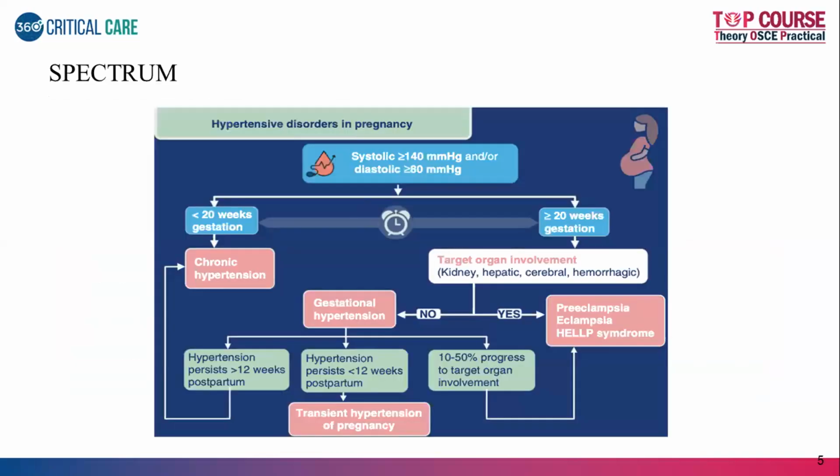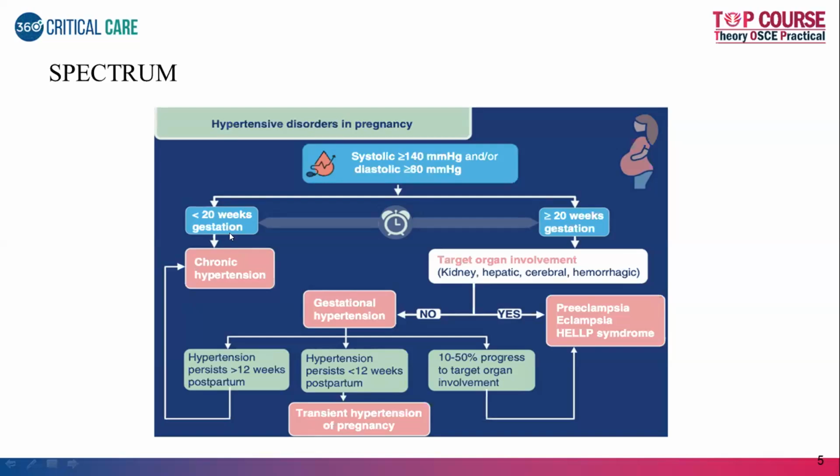Now coming to the spectrum of these hypertensive disorders. Okay, so the main important factor is your BP. So any pregnant lady with a systolic blood pressure of more than or equal to 140 mmHg, and the diastolic should be more than or equal to 90 mmHg. Okay, so systolic more than or equal to 140, diastolic more than or equal to 90. Then see the gestational age of the patient. Okay, so whether this pregnant lady's gestational age is less than 20 weeks or more than or equal to 20 weeks.